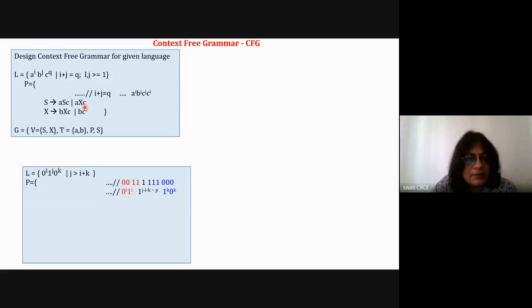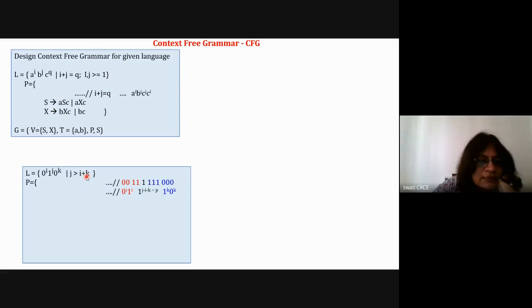Then take the second example. Okay, so we will see this example now. What they're saying here: generate the context-free grammar for the language, where the language has zeros for i times, ones for j times, and zeros again for k times. The relation between i, j, k is that j is greater than i plus k. So the number of ones should be greater than the number of zeros on both sides.